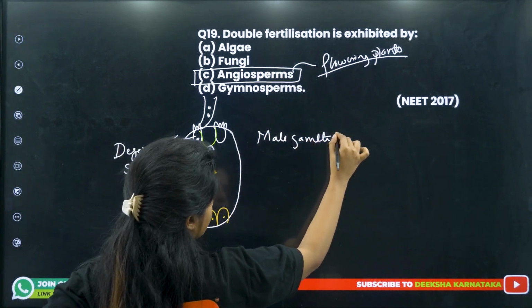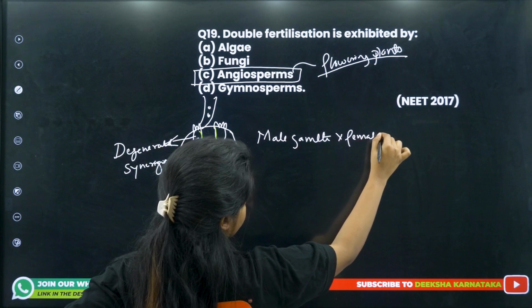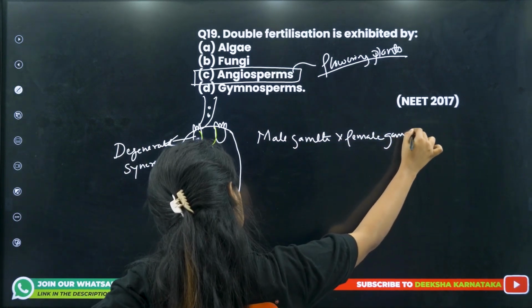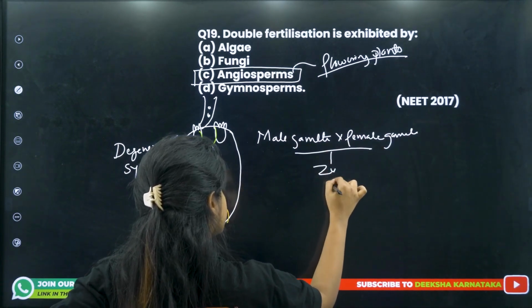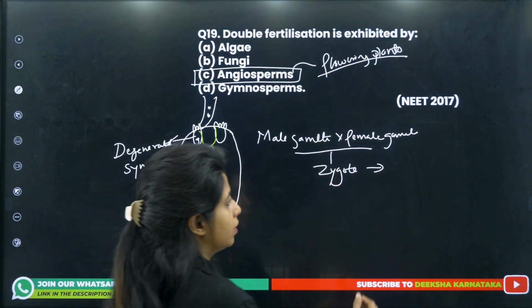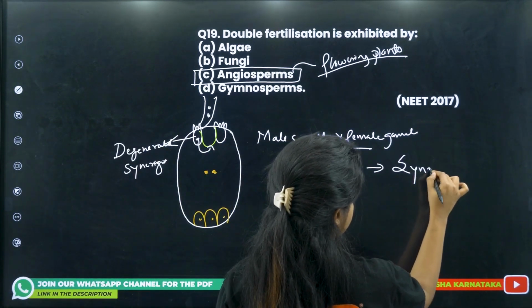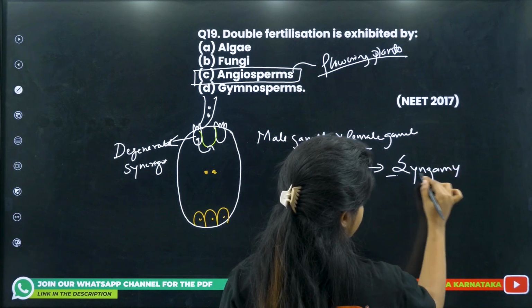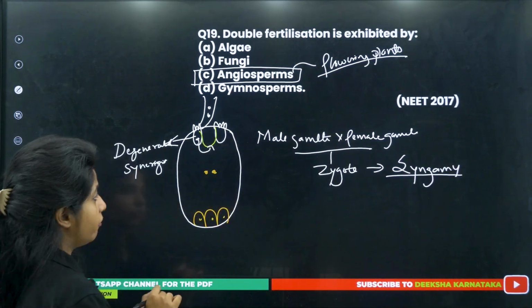Male gamete fuses with female gamete. What do you get, children? You get zygote. This is known as syngamy, or fertilization. That is the first fertilization happening.